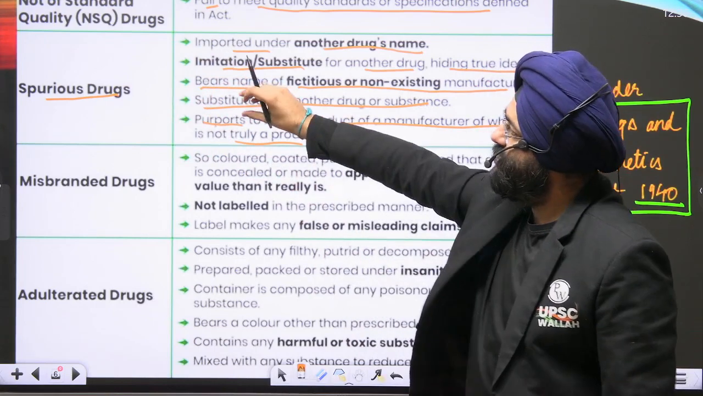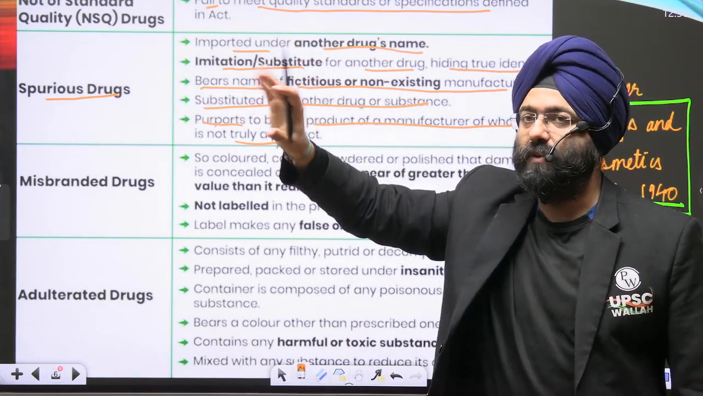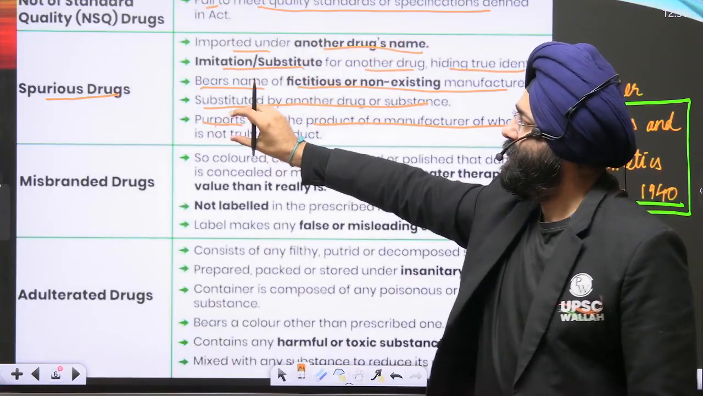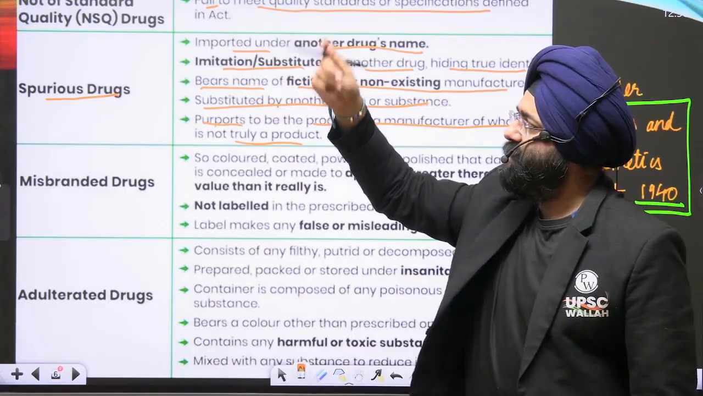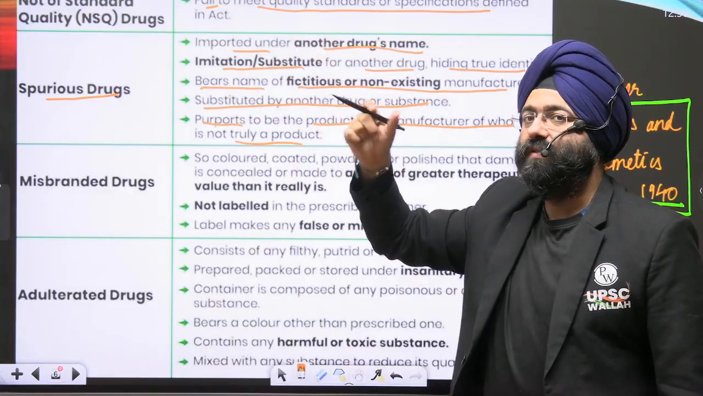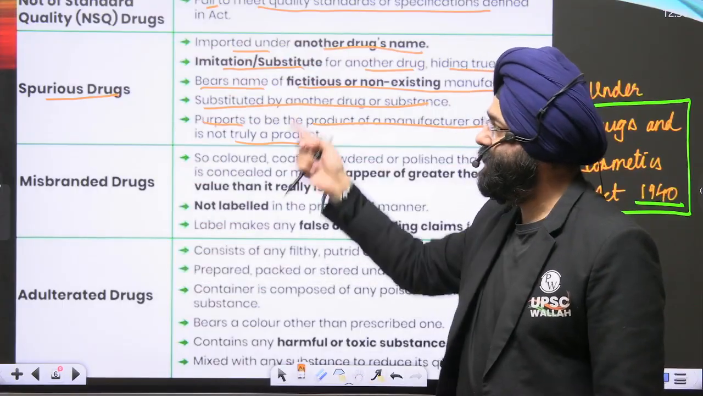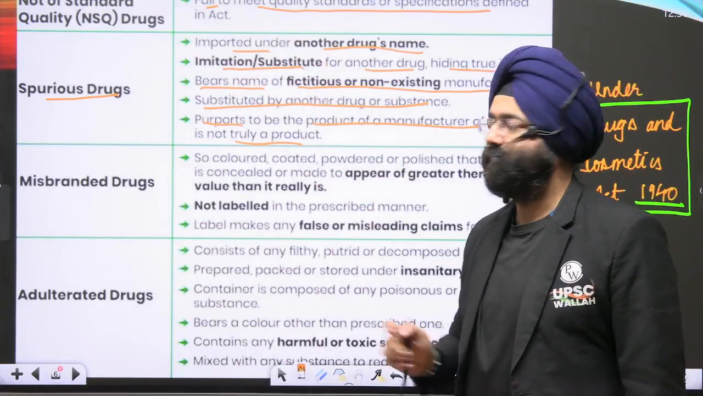Now, any particular statement can be picked up and put in your prelims, or let us say mains also. They can ask you the classification. Let us say prelims. They can put one statement and ask which among the following points define this characteristic. They will put NSQ, spurious, misbranded, adulterated. In that case, you should know these characteristics well.